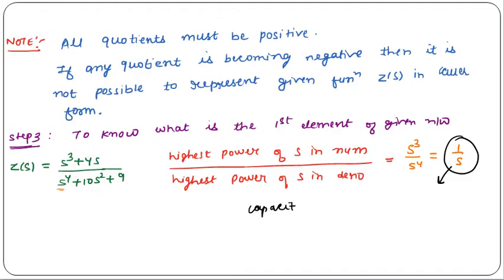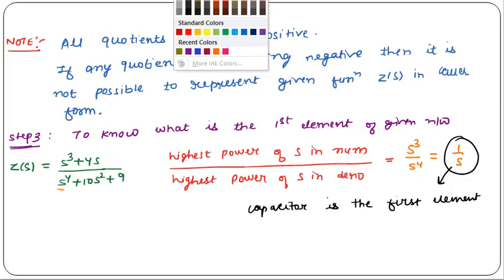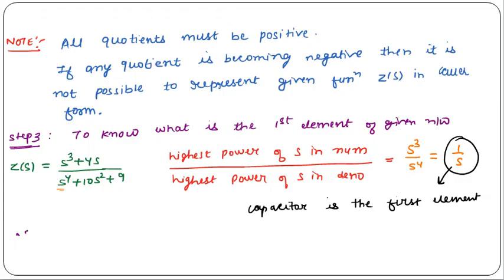So it means the capacitor is the first element. If you are getting a constant term, it indicates that it is a resistor, and if you are getting s, then it indicates that it is an inductor. So let me write here. If you are getting a constant term, then it indicates that it is a resistor. So the first element will be a resistor. If you are getting s, it indicates that you are getting an inductor, and if you are getting 1 by s, which we are getting in this question, it means the first element is a capacitor.